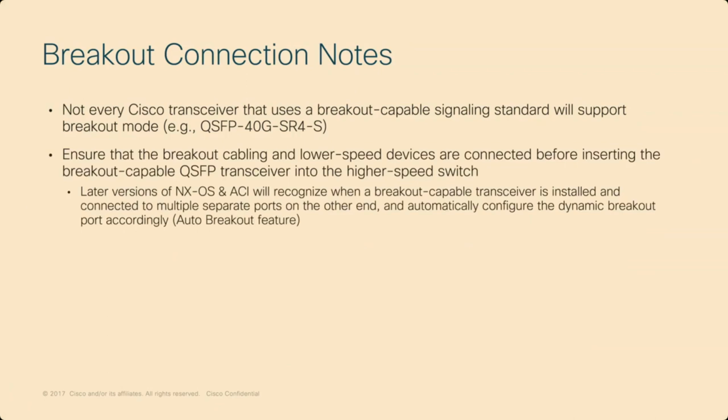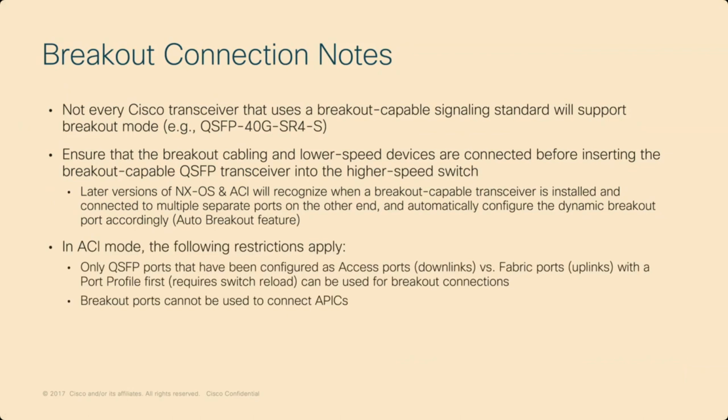Another thing is something that we call auto breakout. We have this auto breakout feature on NXOS. So basically, if you are plugging in the lower speed devices first on the 4 ends of that cable, and then you plug in the higher speed device at the other end, the higher speed device should notice that it's connected to 4 separate devices and then automatically set that port into breakout mode.